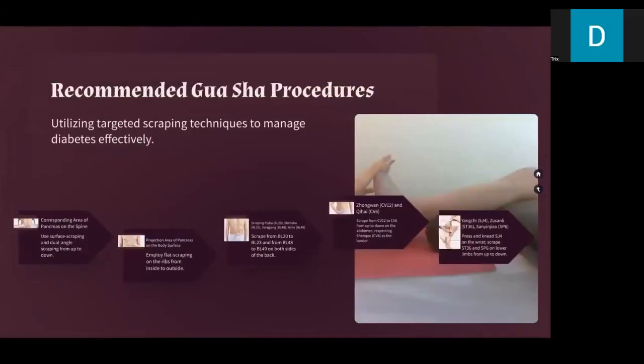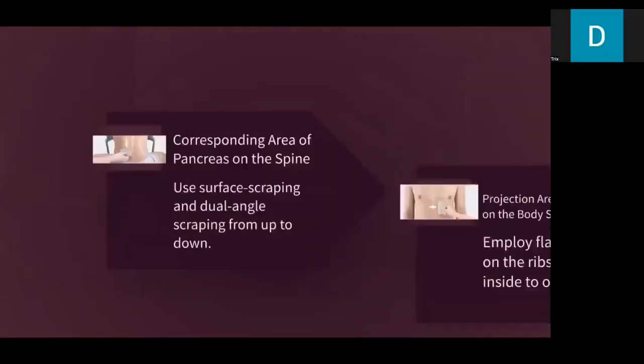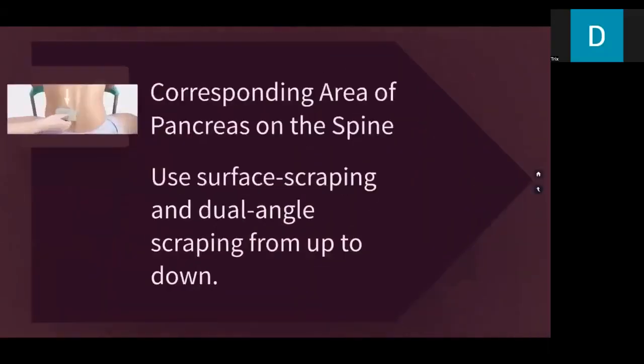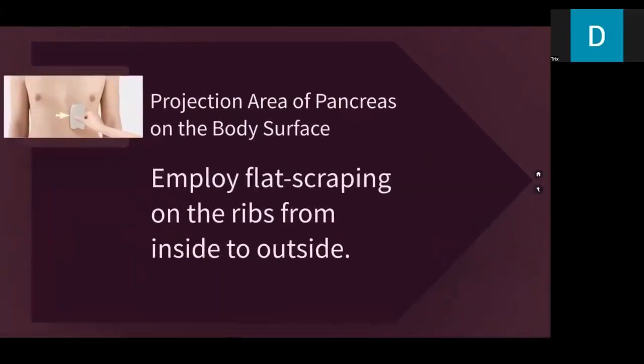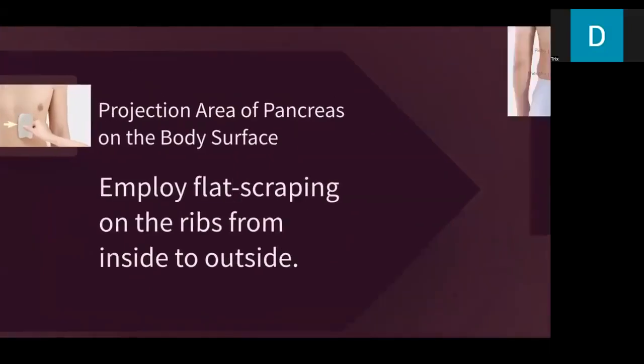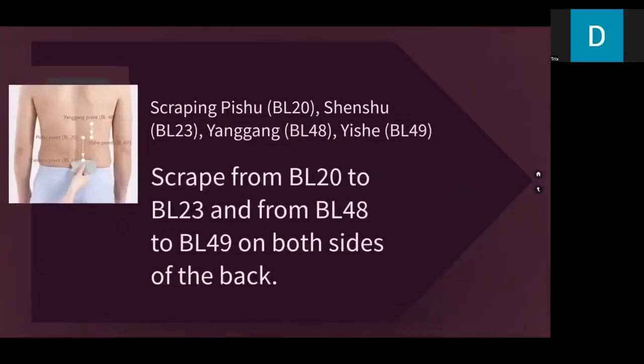Recommended gua sha procedures, utilizing targeted scraping techniques to manage diabetes effectively. The corresponding area of the pancreas on the spine. We use the surface scraping and dual angle scraping from up to down. Projection area of pancreas on the body surface. Employ flat scraping on the ribs from inside to outside. Scraping tissue, shu, yang, and ishe.